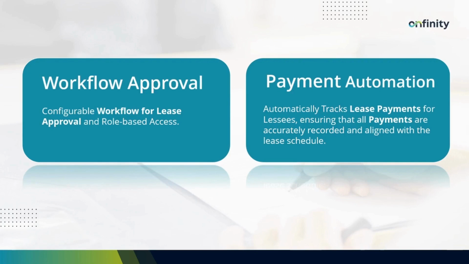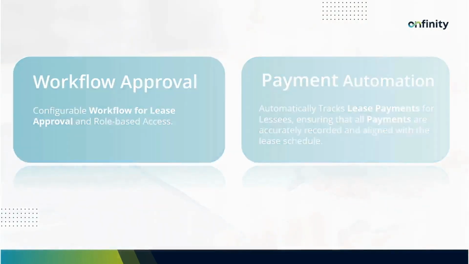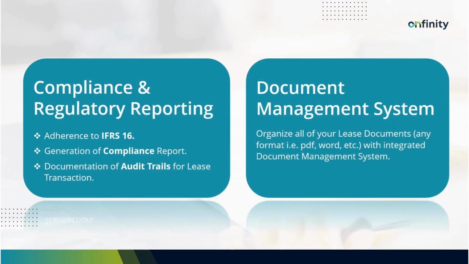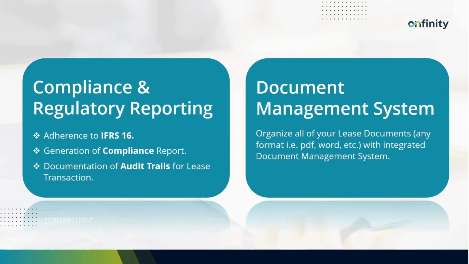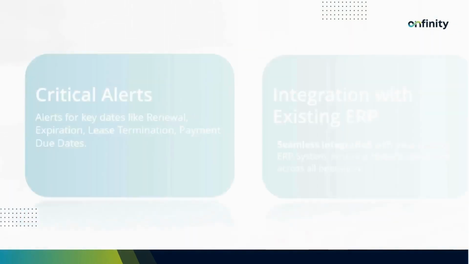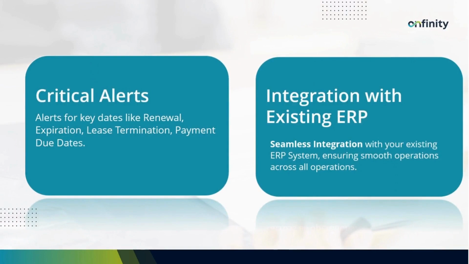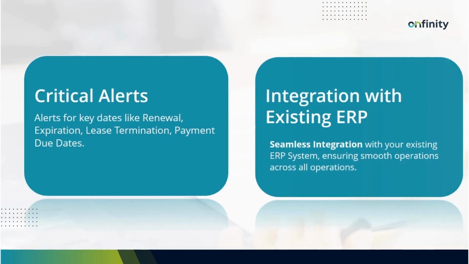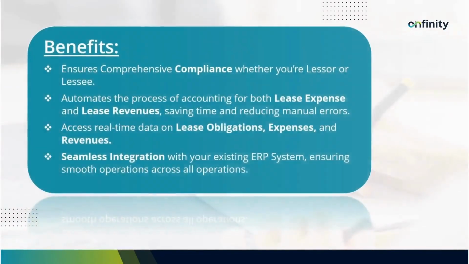On the payment side, the system tracks lease payments to ensure timely payments to vendors. Additionally, it offers compliance and regulatory reporting, enabling the generation of compliance reports and audit trails for lease transactions. An integrated document management system organizes all lease documents for easy access. Critical alerts can be set for lease agreement renewals, expirations, terminations, and payment due dates. Onfinity integrates seamlessly with existing applications, enhancing its utility within broader business operations.